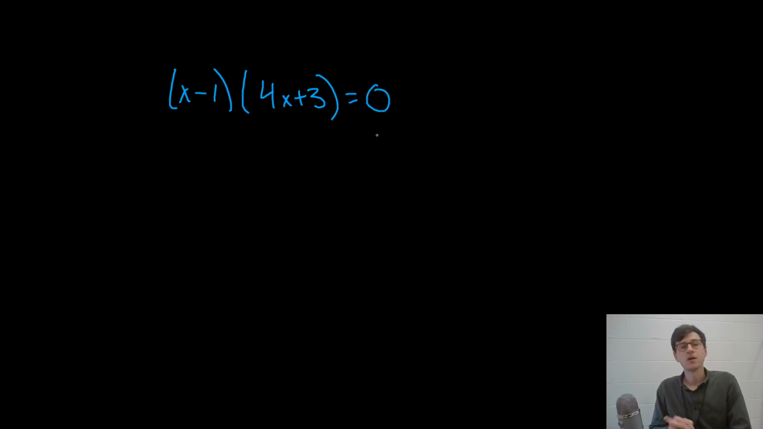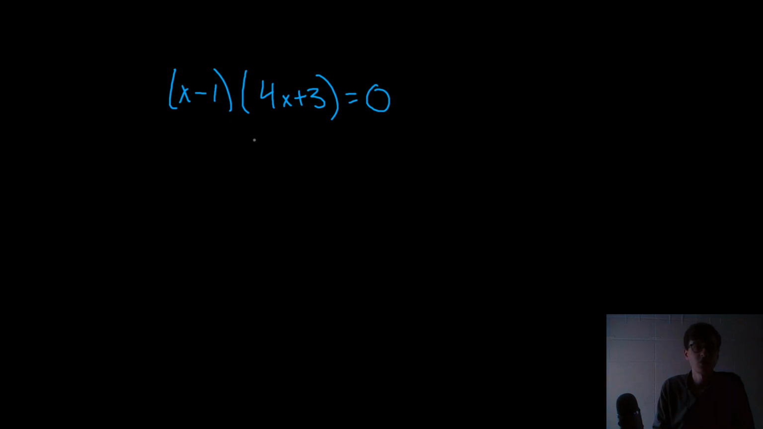Okay, so what about this? What if you had x minus 1 and 4x plus 3 equals 0? Okay, so again, think of this like the cat. You've hit the button, but you don't know which value x is.